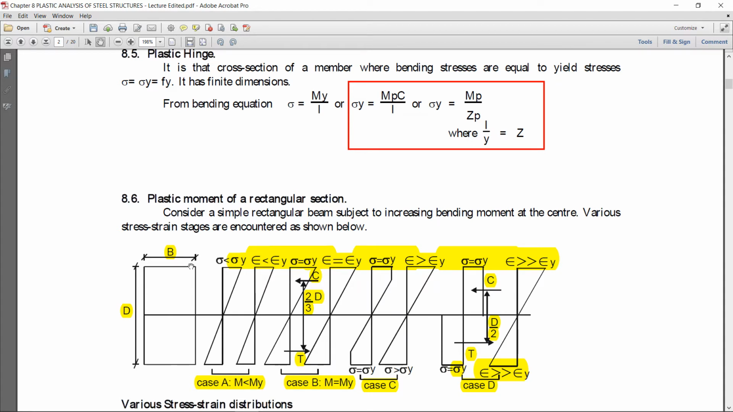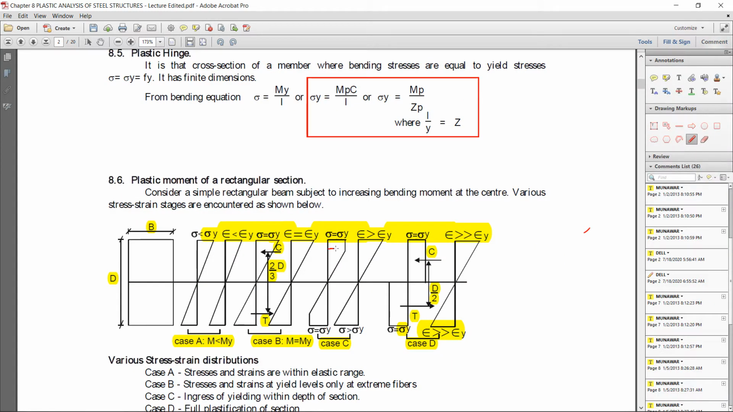Okay, here is the section of this beam. You can see the maximum bending stress is at the extreme fiber, so definitely the extreme fiber will fail first, then the failure comes down the beam and reaches the center. So that's why in the third figure, case C, due to the increase of the moment beyond yielding, first the extreme fiber yields, then the next fiber, then the next fiber.